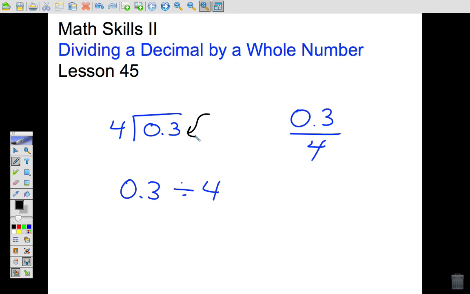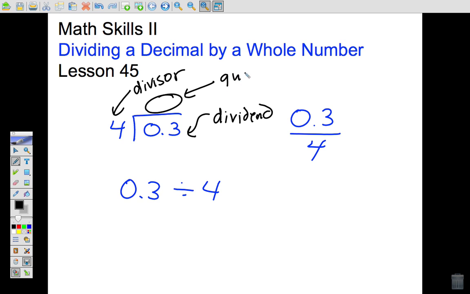The number inside the division symbol is what we call the dividend. What we're dividing by is the divisor. And finally, the answer that we get in a division problem is called the quotient. So if the problem's written like I had it and labeled it there, those are the different parts of the division problem.